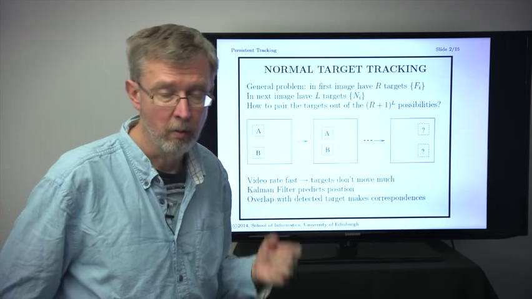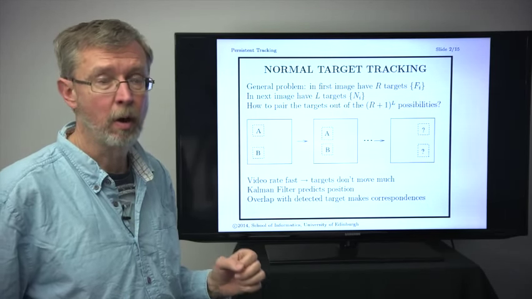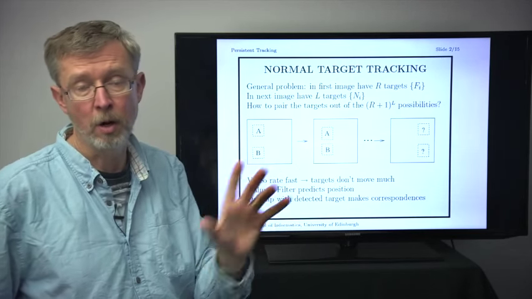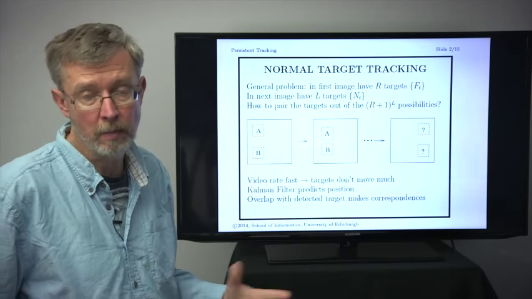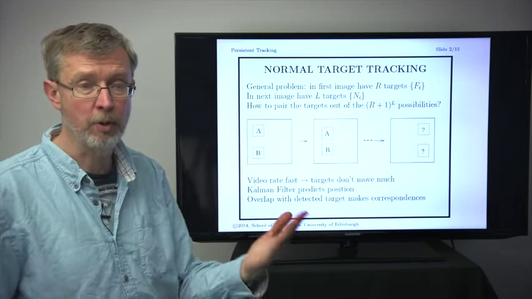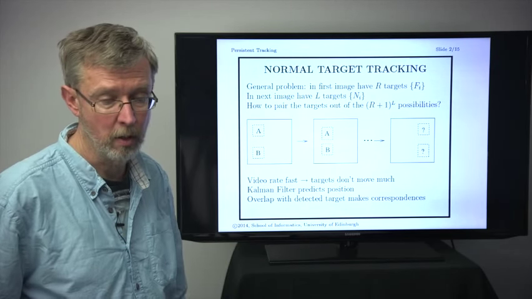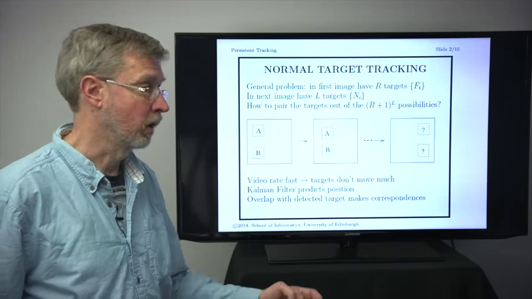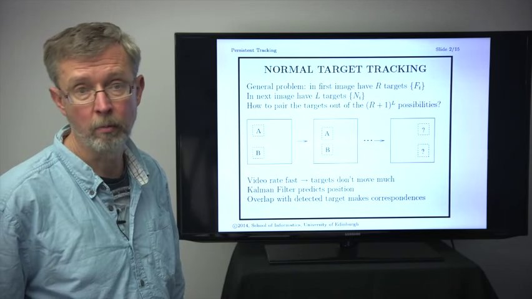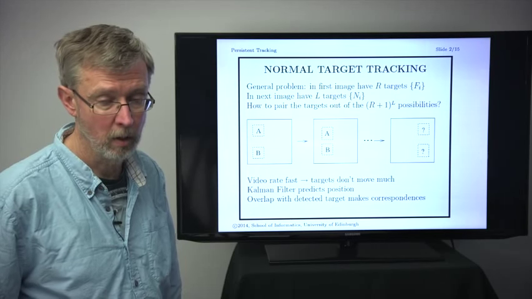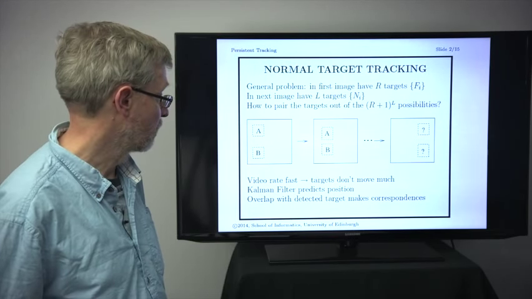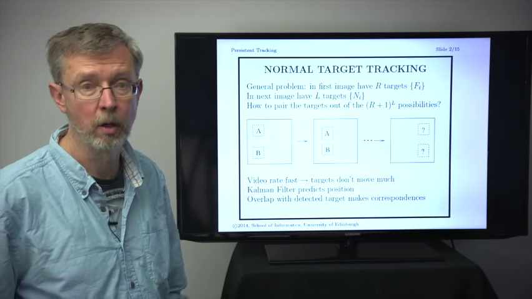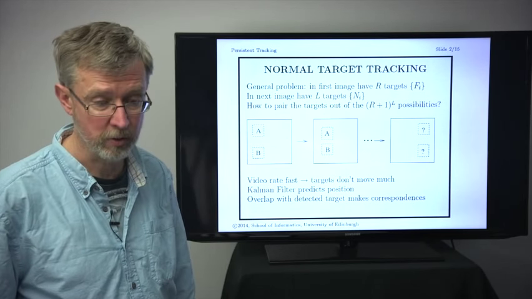Now, in many cases, we don't have a very tough problem, because if the video is running fast enough, then targets hardly move from one frame to the other, and except in the cases where they overlap with each other, sort of pass in front and behind, generally we don't have any real trouble with identifying which target in the first frame is the one that we can match with in the subsequent frame. And as we've seen also, the Kalman filter is quite good at making these predictions. So we can use those predictions as well to sort of match up with the observations.